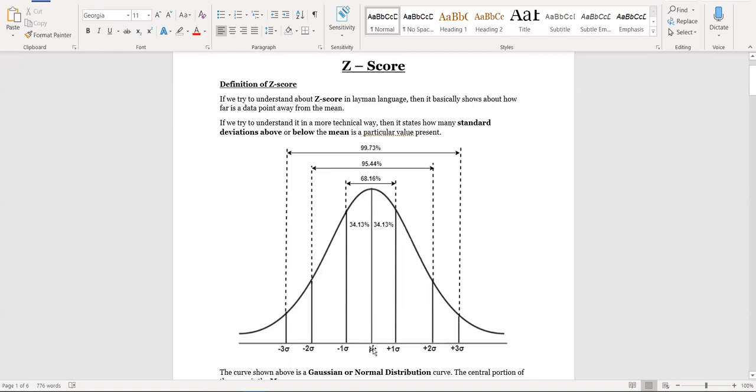So the area which is one standard deviation away from the mean covers 68.16% of the whole curve, and if it's two standard deviations away from the mean, then it covers 95.44%, and three standard deviations cover an area of 99.73%. So anything which lies outside the boundary of this portion will be considered as an outlier.